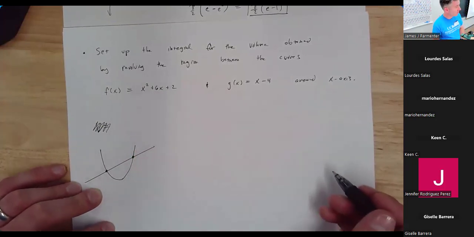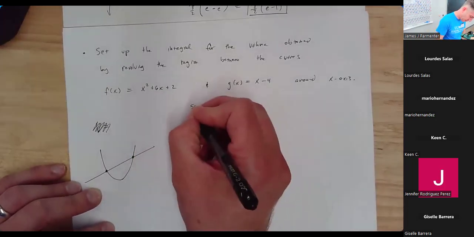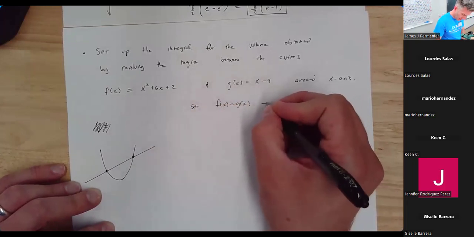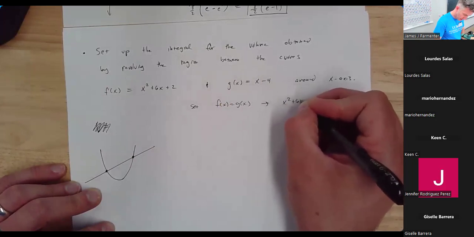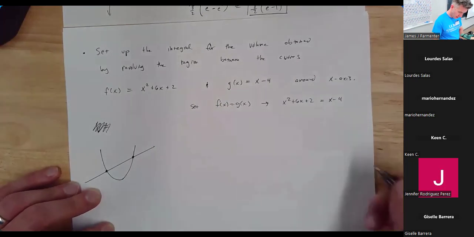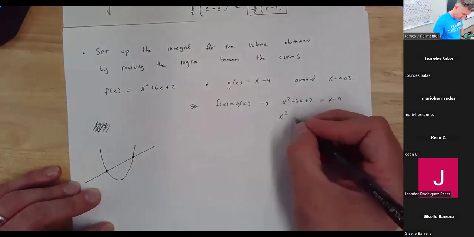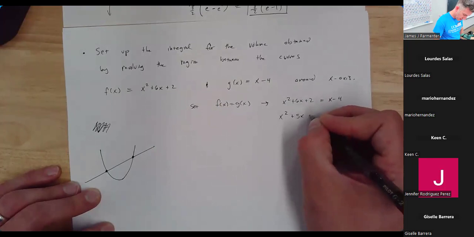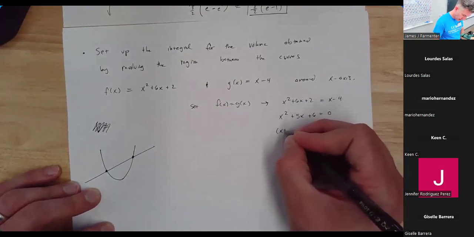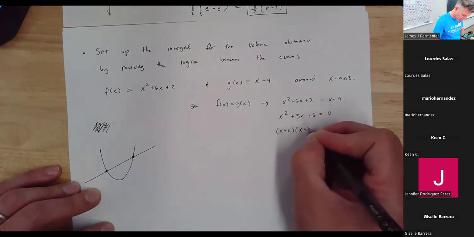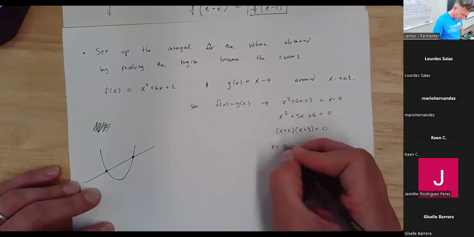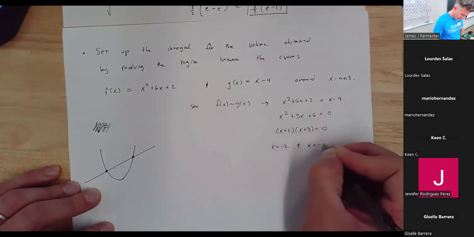Okay, so let's find the points of intersection. To find the points of intersection, we're going to set f of x equal to g of x. So we're going to get x squared plus 6x plus 2 equal to x minus 4. We bring everything to one side. You get x squared plus 5x plus 6 equal to 0. You factor, you get x plus 2 times x plus 3 equal to 0. So your limits of integration are going to be x equal to negative 2 and x equal to negative 3.